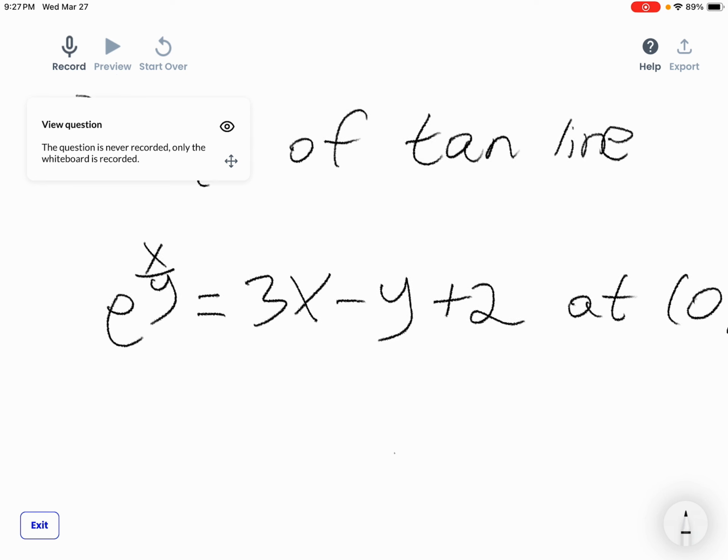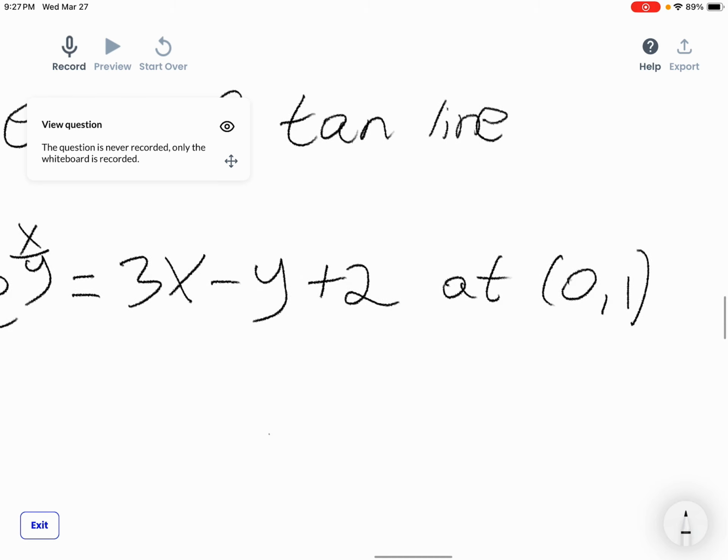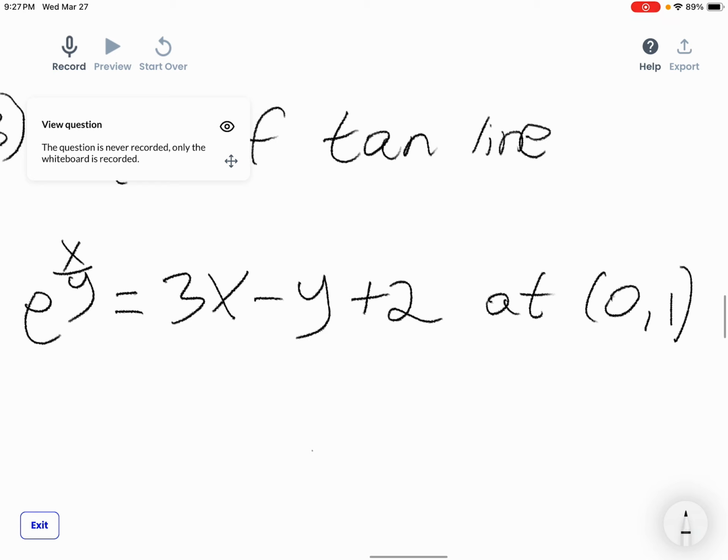Okay, so how can we find the equation of the tangent line? Well, first of all, we can differentiate both sides of this equation with respect to x, because to find the equation of a tangent line, we basically need the slope of the line. The slope of the tangent line is given by the derivative. So we want the derivative of this function at the point 0, comma 1, and then, with a point on the line, we can use point slope form.